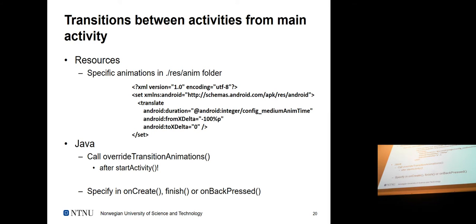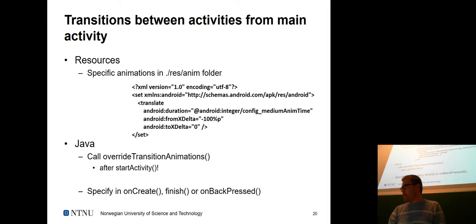Okay. All right. So transitions between activities. So the idea is there. We need to have some sort of animation folder, and then specify the transition animations in XML, right? So using a fixed format. For example, here, what does that animation possibly do? Want to guess? Anyone?